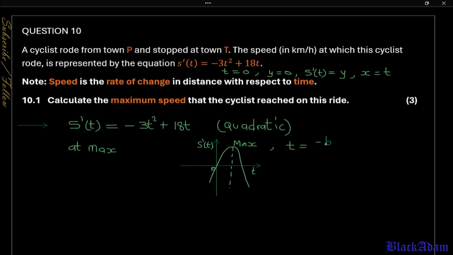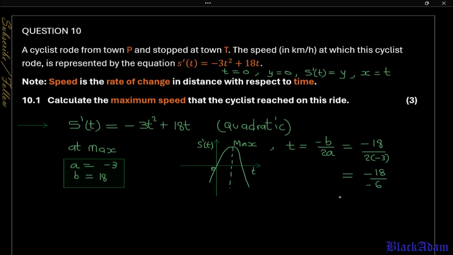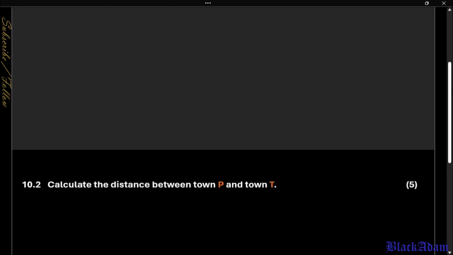Our t is going to be minus b over 2a, and we know that our a is negative 3, and our b is 18. So it's minus bracket minus 18 over 2 bracket minus 3. Our a is minus 3, so 2 times minus 3 is minus 6, and 18 divided by 6 is 3. Our t is going to be 3, so at max t is 3.